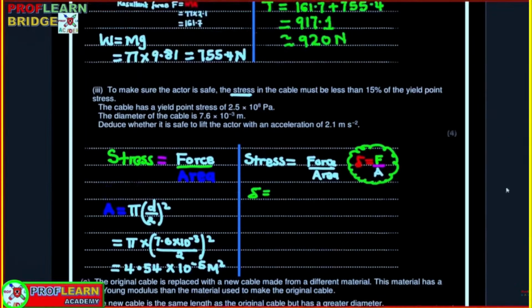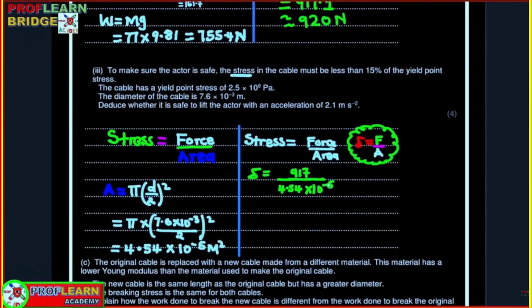So working out the stress, we can find our value as what? Do we have the force? We have the force, the tension force, which was 917 divided by the cross-section area. So we get the stress being equivalent to that. Now, we have gotten our stress being equivalent to 2.02 times 10 raised to the power 7 pascals.